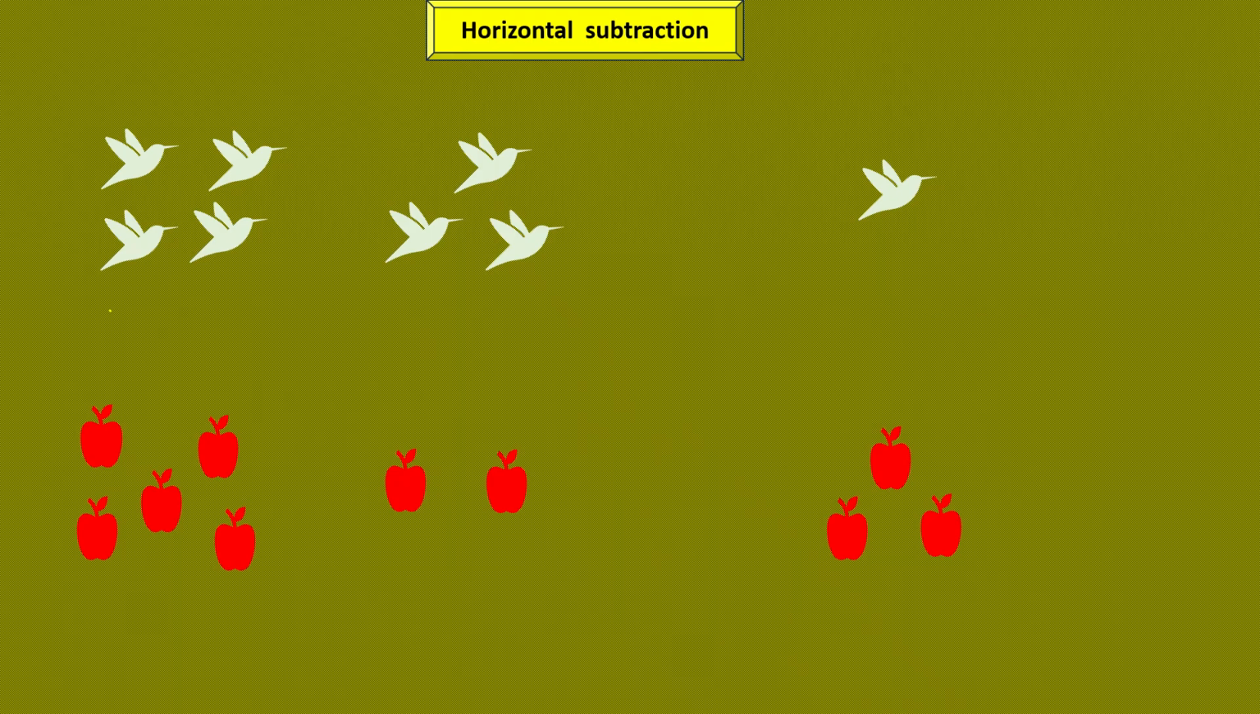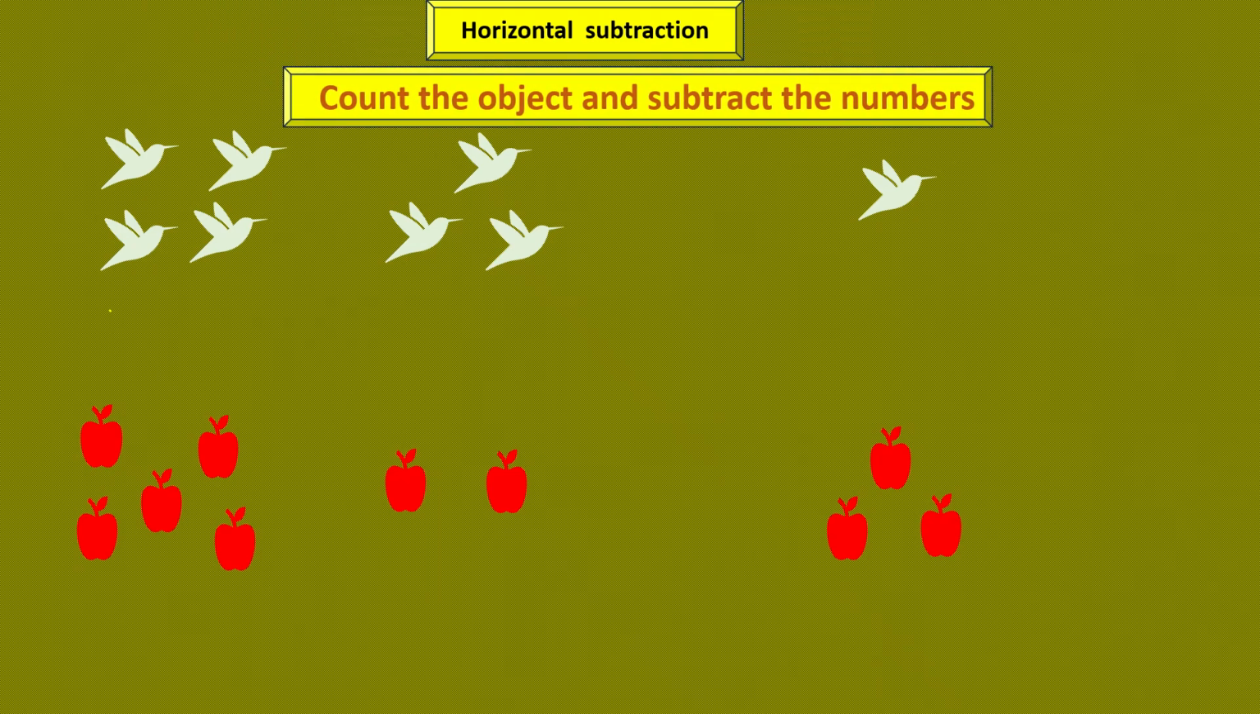How many birds are in one group? 4. So count the objects and then subtract the number. Don't forget it. In one group there are 4 birds, in another group there are 3, so we have to subtract 3 from 4, that means 4 take away 3.